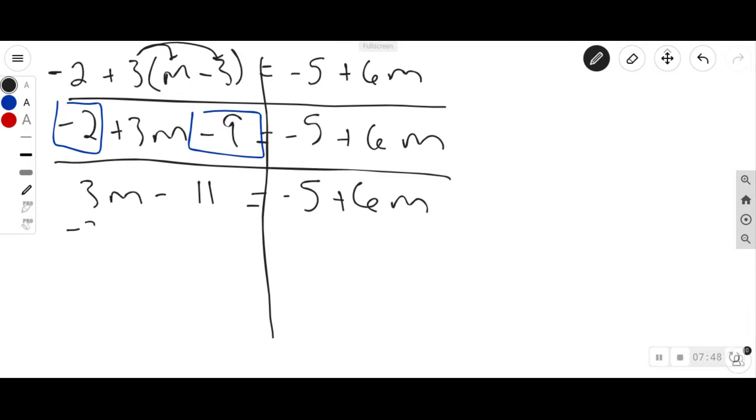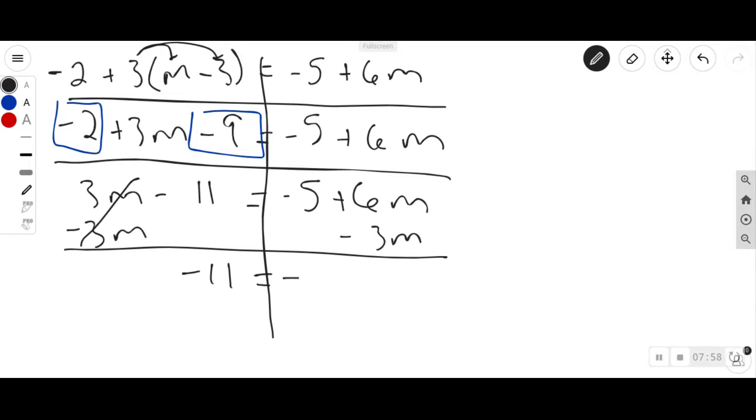Now I'm going to move the 3m over here on to the right, just because I prefer it to stay positive. But again, that's up to you. So that's going to be plus 3m. Now I've got a two-step, so I'm going to add the 5.